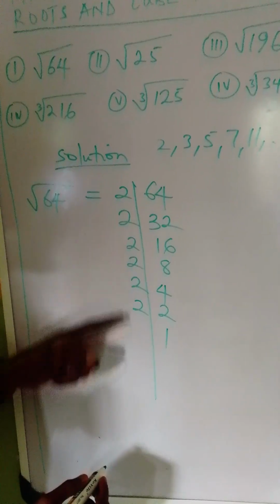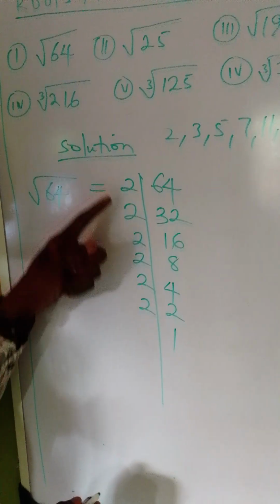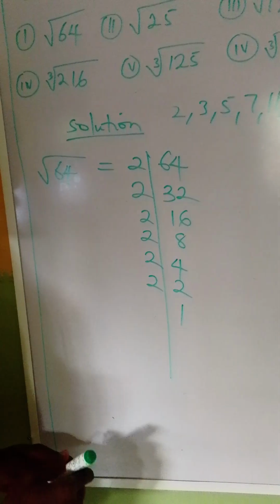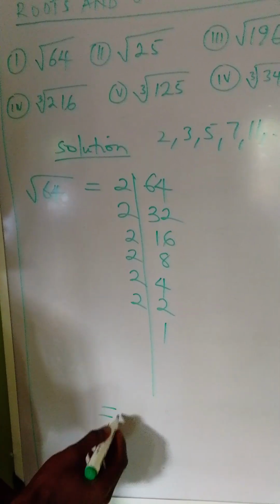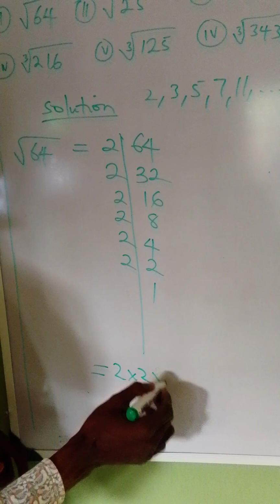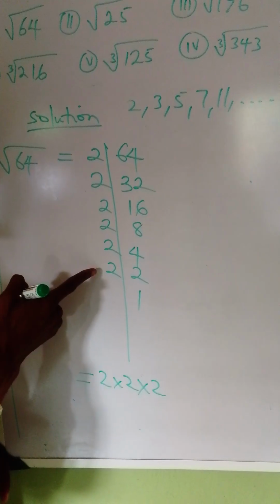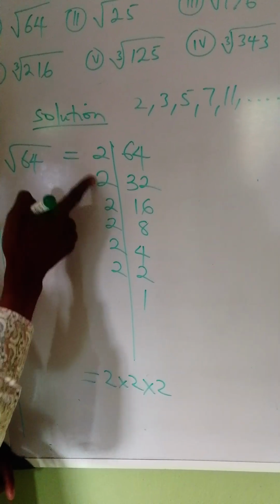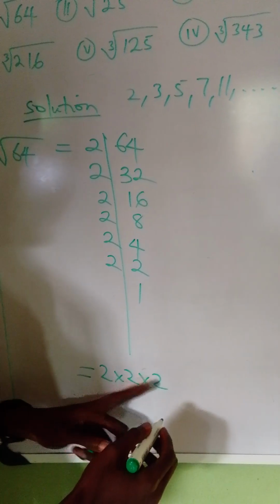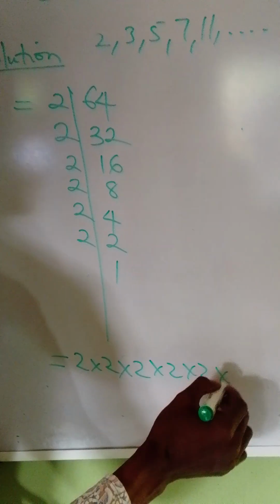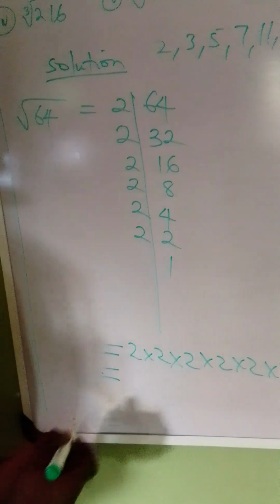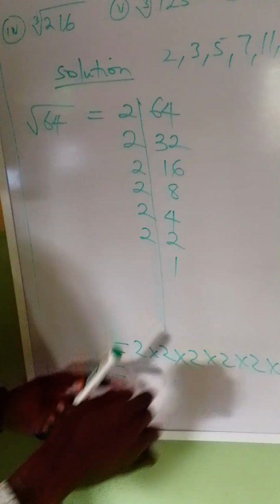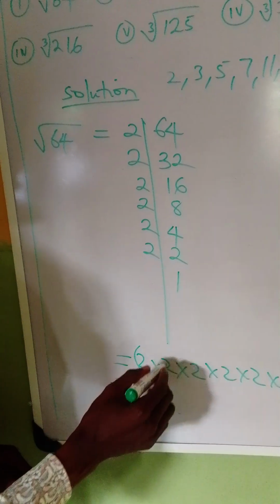So I have to express my prime factors in product form. So I have 2 times 2 times 2. I have how many 2's? 1, 2, 3, 4, 5, 6. So I have six 2's. Alright, having done that, I'm going to group them in pairs.